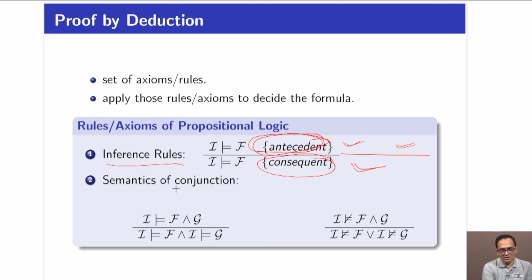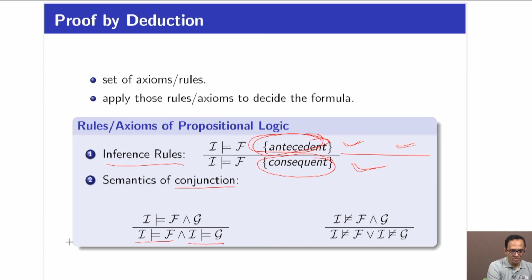The first one is the conjunction rule. Let's say I have an interpretation which satisfies f and g. What does it mean? The interpretation satisfies f and g. So what can I conclude? I can definitely conclude that this interpretation also satisfies f and also satisfies g individually. If you remember the AND truth table, it will be easy to understand.